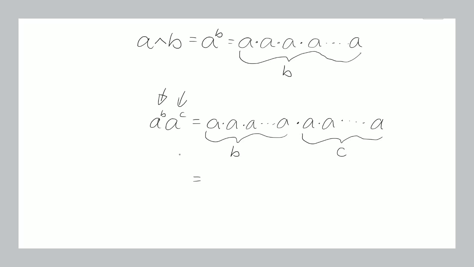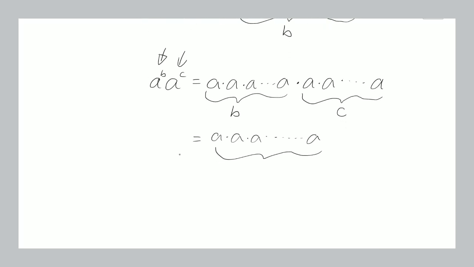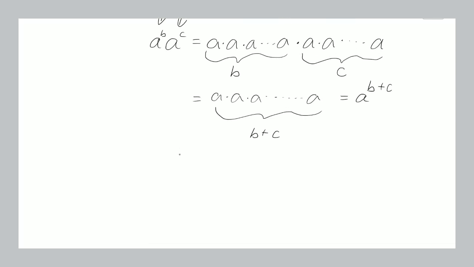Okay, so we have this long string of a's in total. How many of them are there? Well, there's b of them, and then there's another c of them. They're all multiplying each other. So we can shorten that as a to the power of b plus c. That's where that shortcut comes from. That's why a to the power of b times a to the power of c equals a to the power of b plus c. So if you happen to forget this rule, you can just derive it from the definition of exponents.